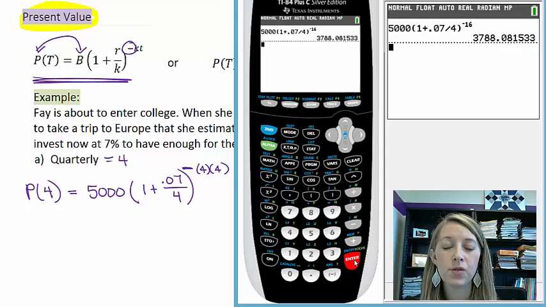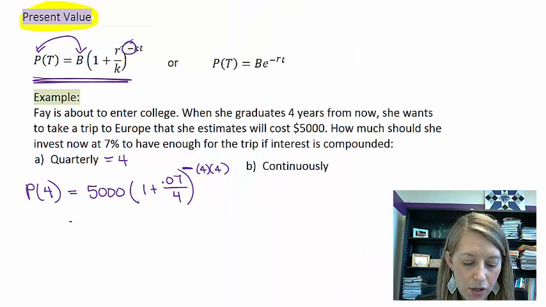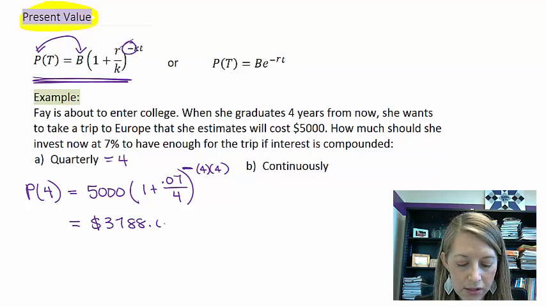And we can see that if she wants to make a one-time investment right now with all of those stipulations, she would need to invest $3,788.08. And so our answer is $3,788.08.